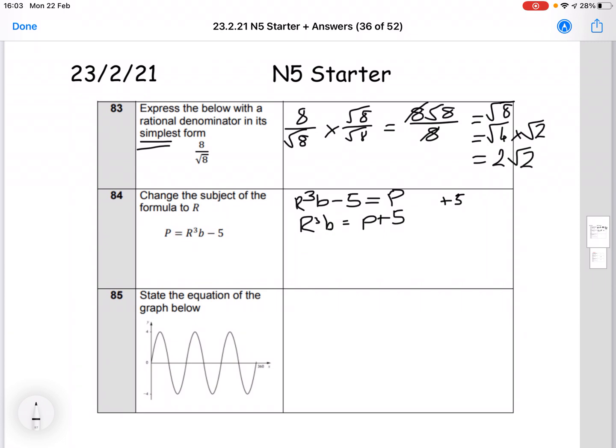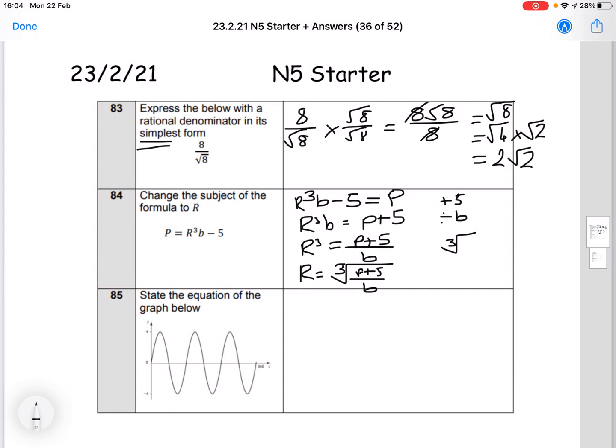We then would divide by b, so we'll get r cubed equals p plus 5 over b, and then the opposite of that cube would be to cube root the whole thing. So r equals the cube root of p plus 5 over b.